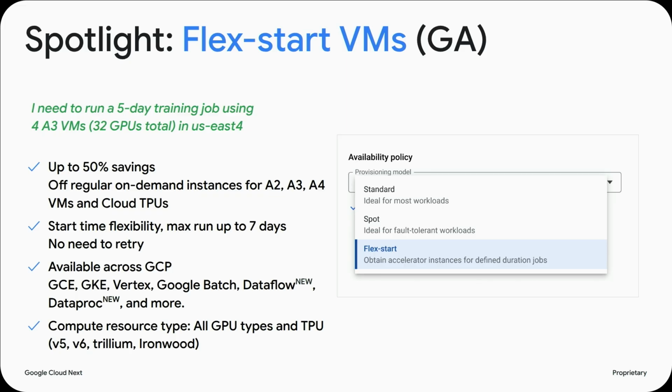And in exchange for this start time flexibility, you get 2 major benefits. You get improved obtainability and cost-effective pricing. So FlexStart VMs offer up to 50% savings over regular on-demand instances. They're available across GCP, be that through GCE, GKE, Vertex, Google Batch, Dataflow, Dataproc, and more. And they support all GPU types and TPUs.